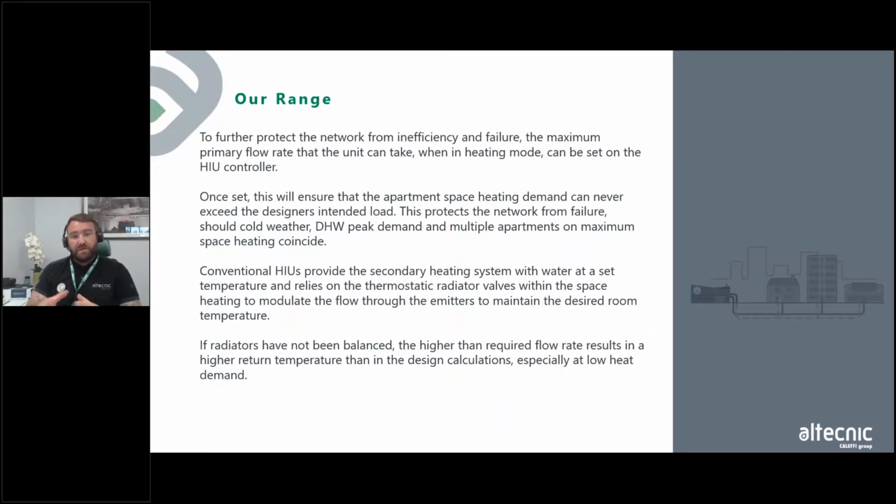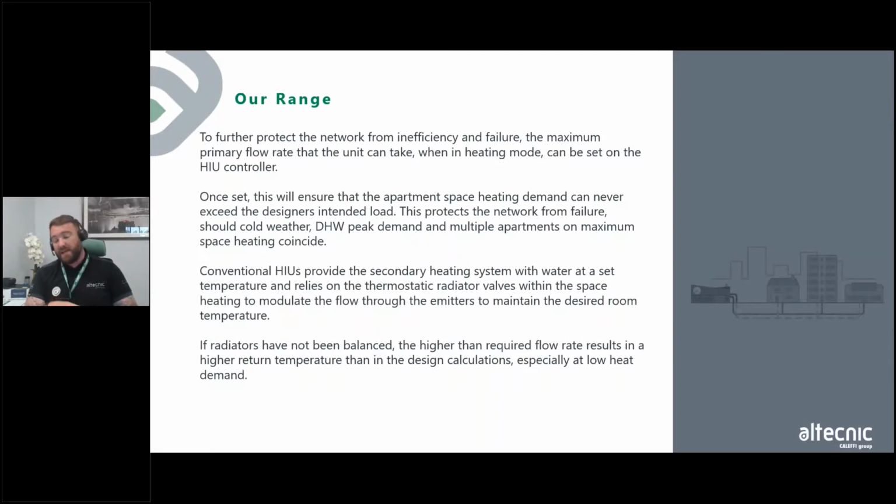Once set, this will ensure that the apartment space heating demand can never exceed the design's intended load. So if the system is designed around a certain load, we can program that into the HIU and that will then deliver that set load, so it's never going to imbalance the system itself.